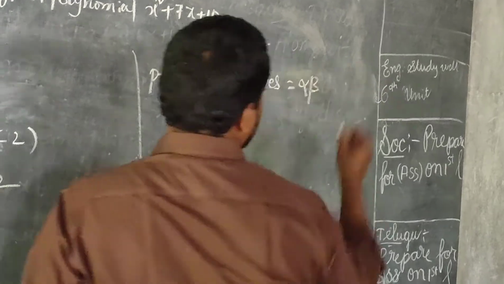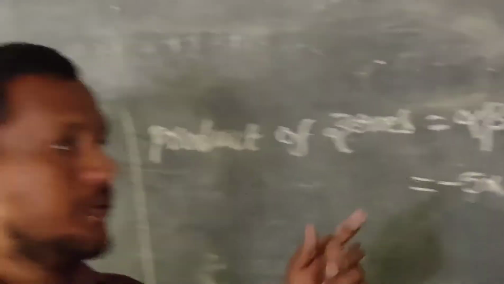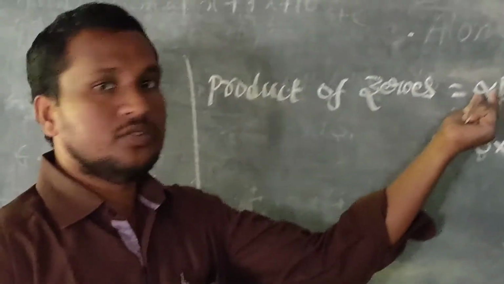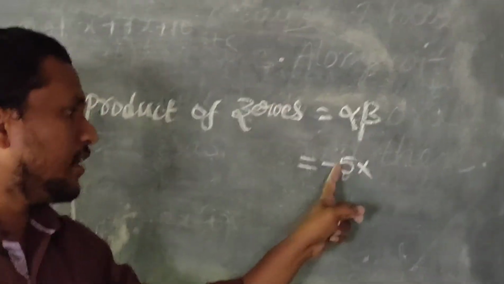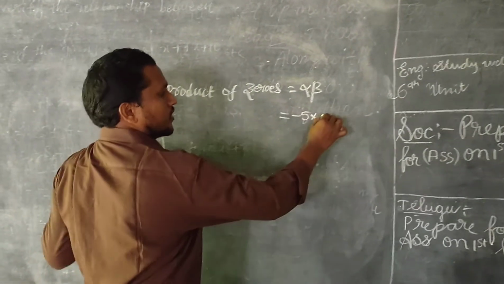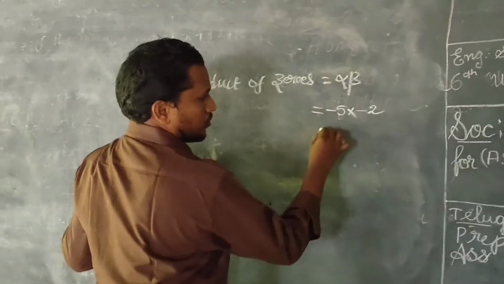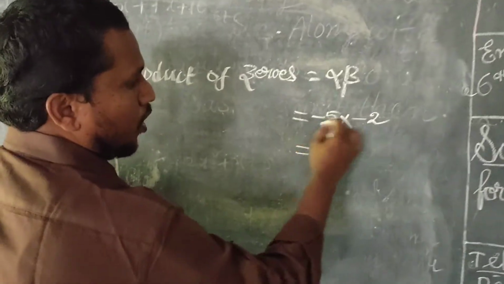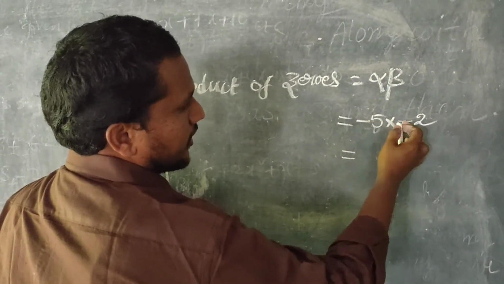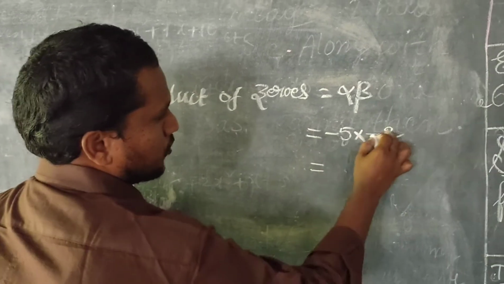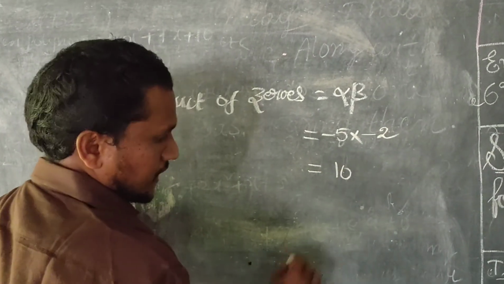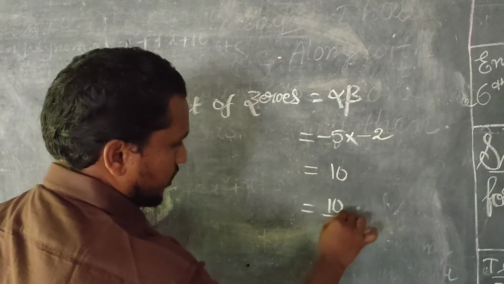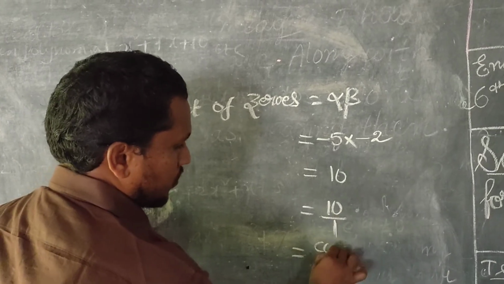Alpha, beta. What is the formula of the zeros? The product of the zeros is equal to alpha beta. What is the alpha value? Minus 5. Beta value? Minus 2. Okay, product: negative into negative is positive. So 5 twos are 10. 10 can be written as 10 by 1.